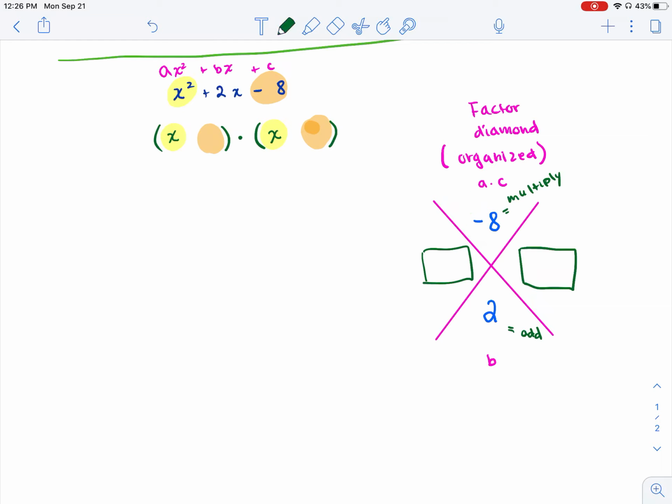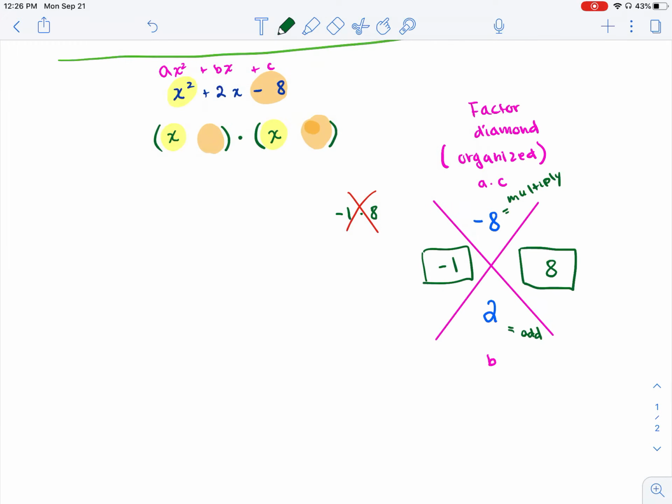So let's think. What 2 numbers equal -8? We can think of, well, -1 and 8 is equal to -8, right? So could these be it? You'll notice -1 times 8 is -8, but when we add -1 plus 8, it equals 7. So it doesn't equal 2. So these numbers don't work.